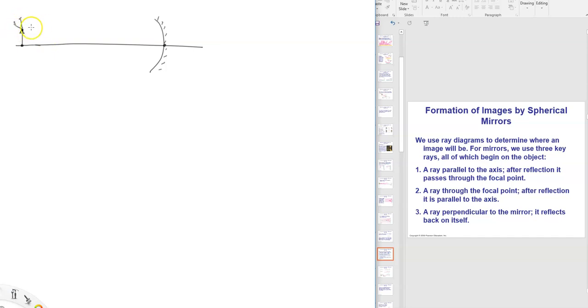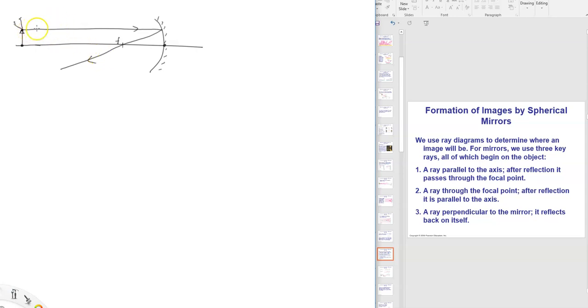We're gonna consider just one light ray that goes parallel to the principal axis, and we know that if this is the focal point, it's gonna go through this focal point. So this is one of the light rays we're going to use to find out where the image is. So that's number 1. The ray through the focal point after reflection, it is parallel to the axis.